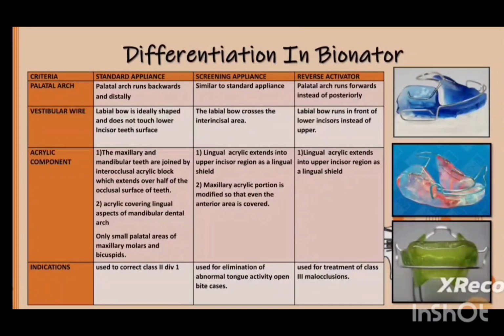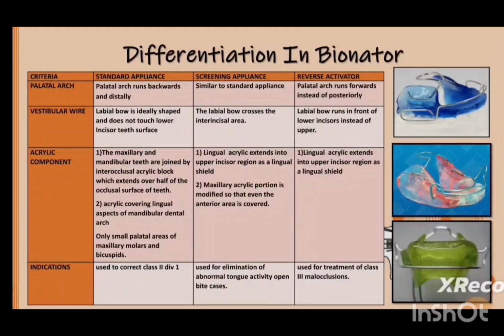Now, acrylic component in the standard appliance. The maxillary and the mandibular teeth are joined by the interocclusal acrylic block, and it extends over half of the occlusal surface of teeth. The acrylic covers the lingual aspects of the mandibular dental arch, and only small palatal areas of maxillary molars and bicuspids. In the screening appliance, the lingual acrylic extends into the upper incisor region as a lingual shield, and the maxillary acrylic portion is modified so that even the anterior area is covered. In the reverse activator, the lingual acrylic extends into the upper incisor region as a lingual shield.